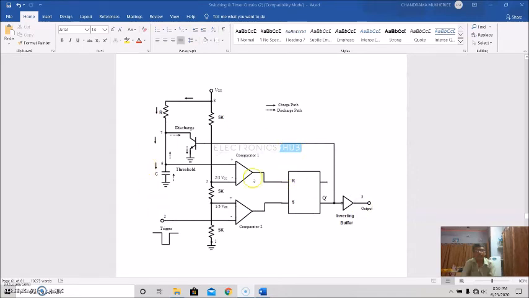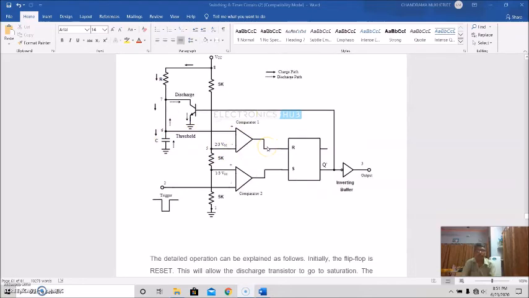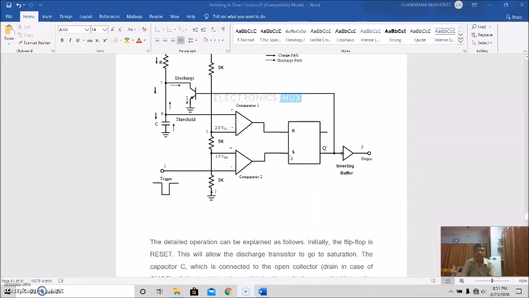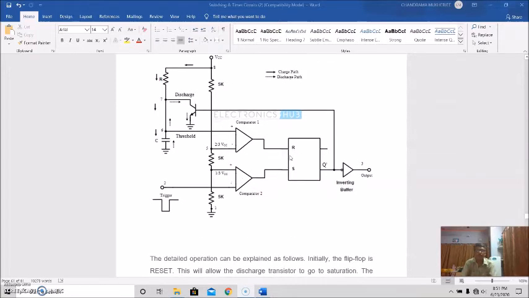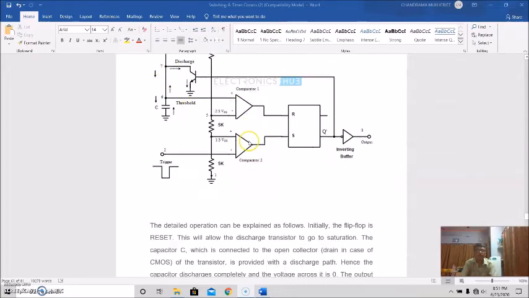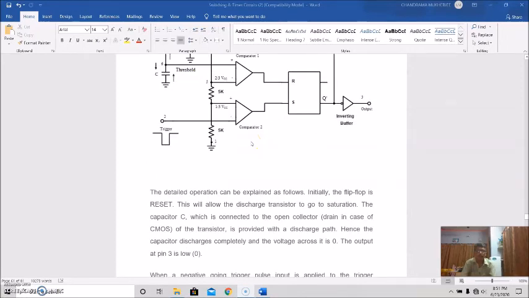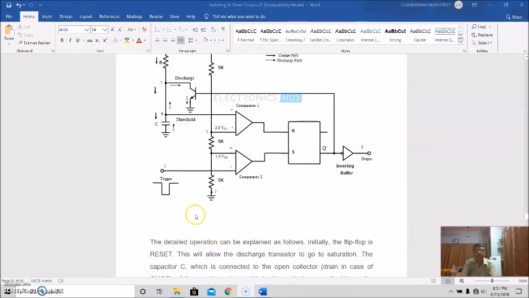Actually, we are already familiar with this circuit. So, the detailed operation can be explained like this. Initially, the flip-flop is reset. This will allow the discharge transistor to go to saturation, and the capacitor C, which is connected to the open collector, in case of CMOS of the transistor.